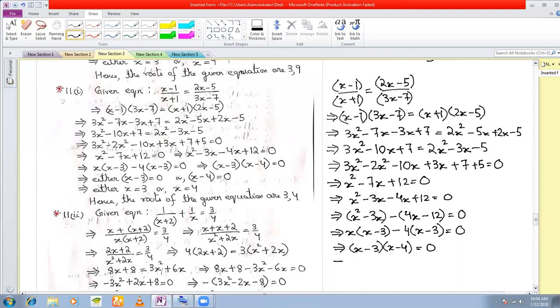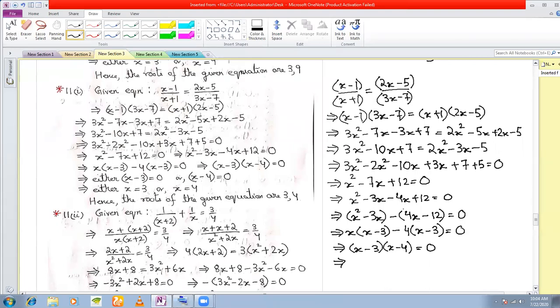Sir, in the bracket it will be plus because the minus sign is introduced. Yes, sir. I could not get you. Yes, say again. What were you saying? Sir, minus 4 is outside the bracket, so the sign will change.